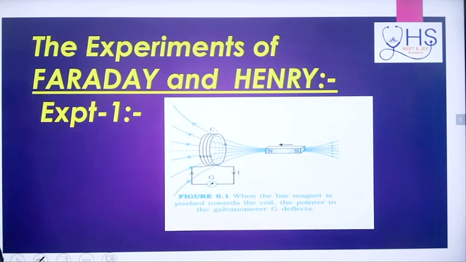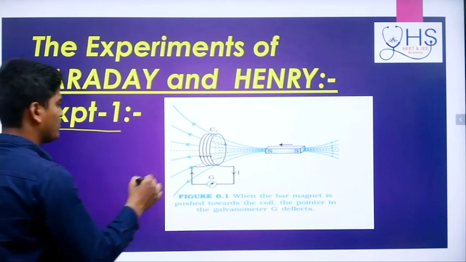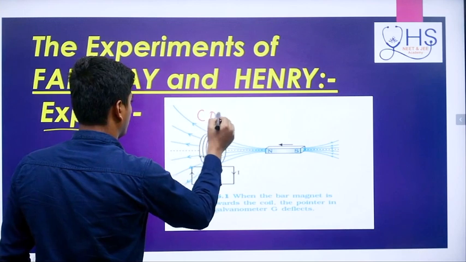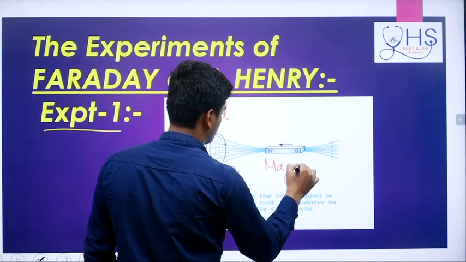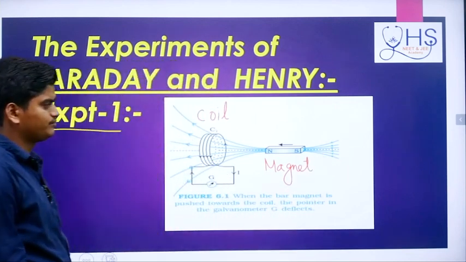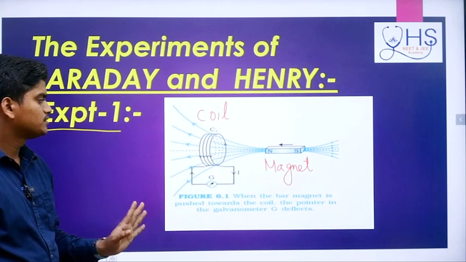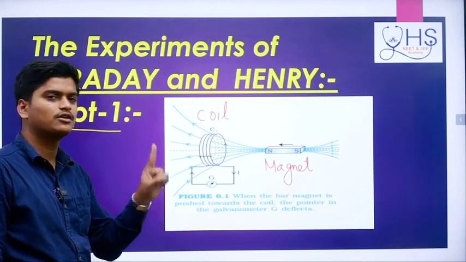So see here, what are the experiments of Faraday and Henry? Now in experiment 1, they have taken one coil and one bar magnet. In this coil there is no external source applied, just one coil with a galvanometer. The galvanometer is just to detect the current in the circuit.